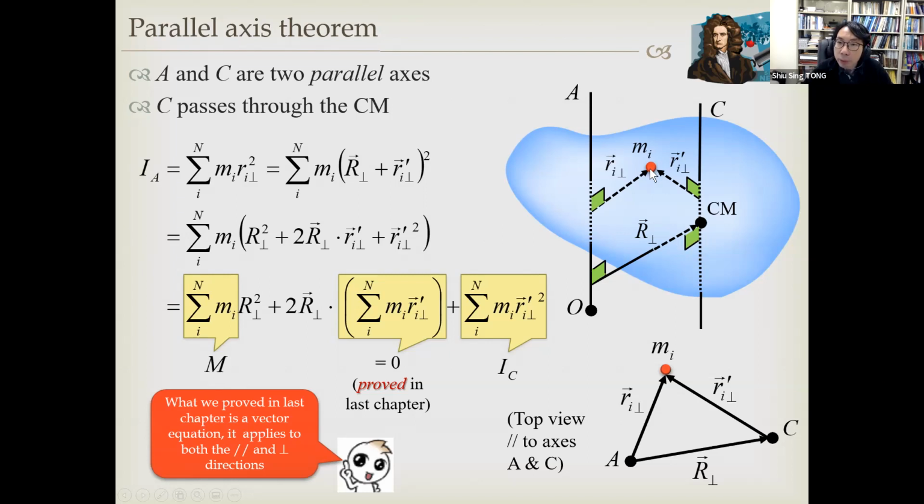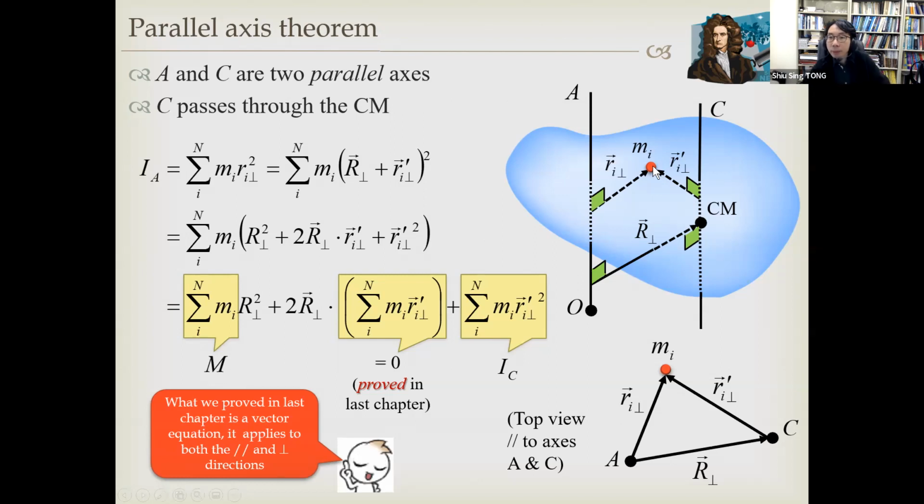Now I consider a general point in the object, which I call the mass Mi. The perpendicular distance from axis A, I call it Ri perpendicular, and I denote it by a vector that points from axis A to this mass. And the distance of the mass from axis C, I denote it by Ri perpendicular prime, the vector that points from axis C to the mass.